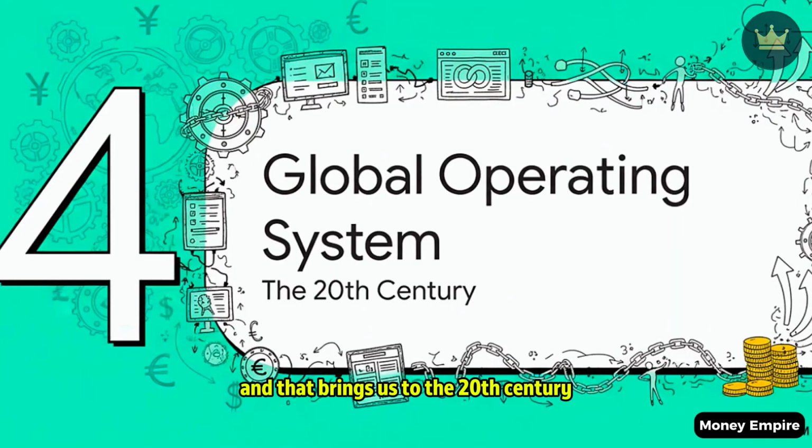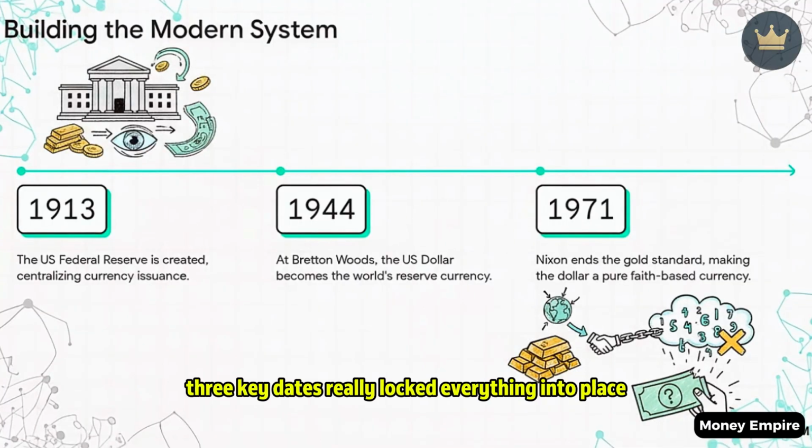And that brings us to the 20th century. In this section, we'll see how this whole system, born in Europe, gets formalized and expanded into the global financial operating system that we all live in today. 3 key dates really locked everything into place.